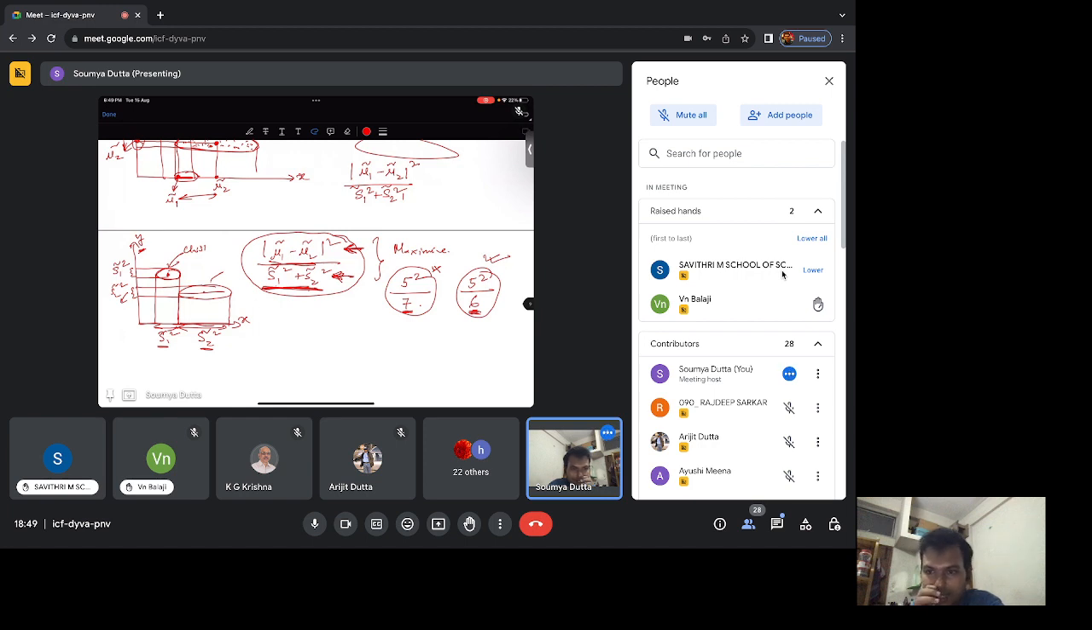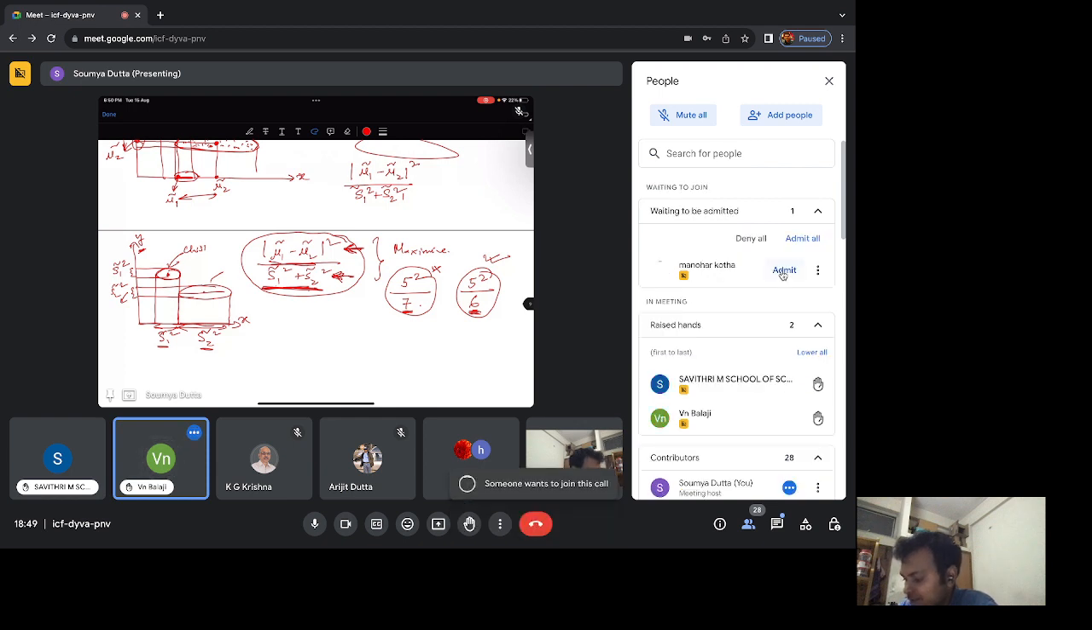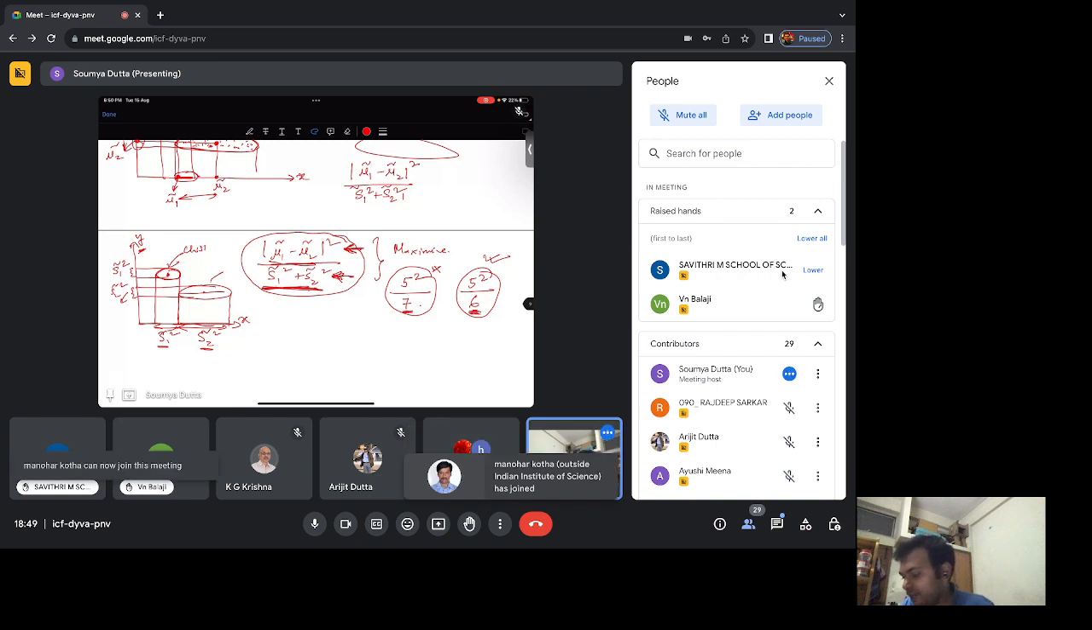Okay, there is a raised hand. Yeah, go ahead. Why are you using all these squares? Why can't you use the absolute value of mu1 minus mu2? Because finally we would be differentiating, and differentiating squares is much easier than differentiating absolute values.